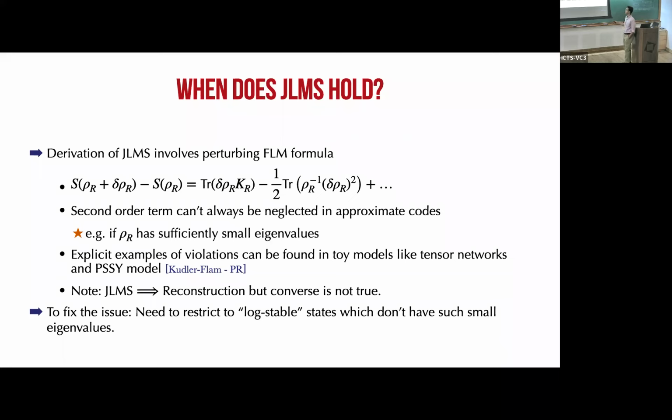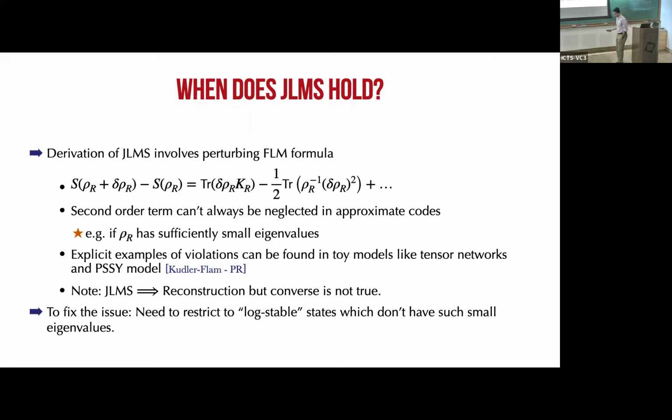Once you do that, by considering arbitrary delta rho, you basically get an operator relation which relates the modular Hamiltonians. So it's important to drop all of these higher terms there. But these higher terms can be subtle in certain situations. Let's say you have an approximate error correcting code. Then you can't always neglect this term because it comes with inverse powers of the density matrix. And suppose this density matrix has sufficiently small eigenvalues. If it has small eigenvalues, this term can be large.